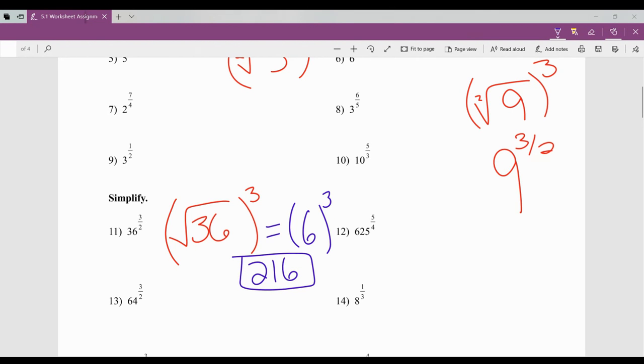All right, so I just did an example from each one of them. So you are going to work through this, and then that would be the completed assignment number 2.